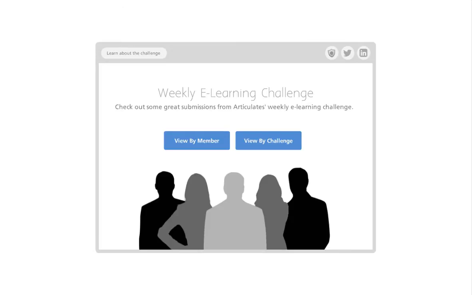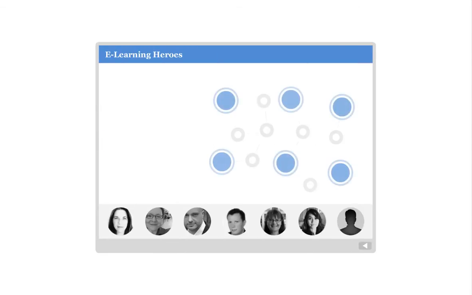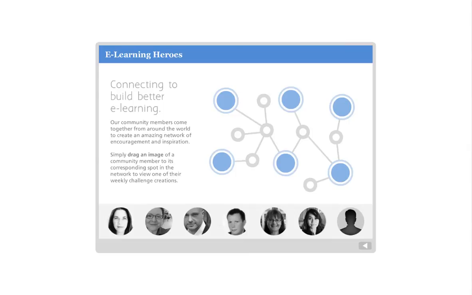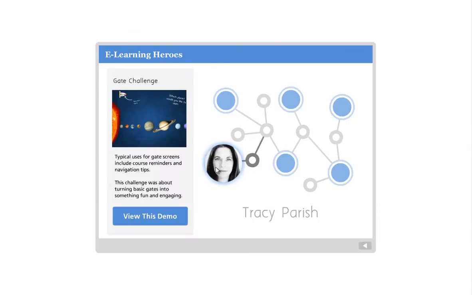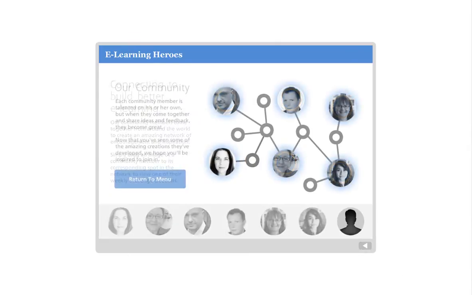I've had a few community members ask me about how I built the drag and drop interaction that's included in the weekly challenge compilation that I recently shared in the community. The idea is a drag and drop network of people. You drag the people into their correct spots to view more information about their challenge submission. When all the drag items are in place, you'll see a custom message.